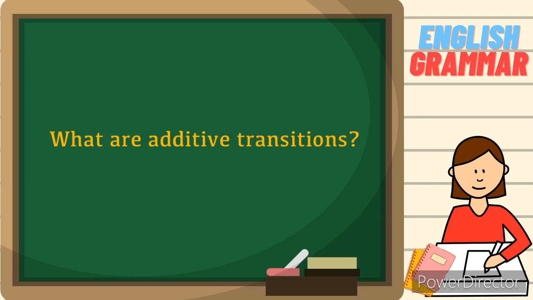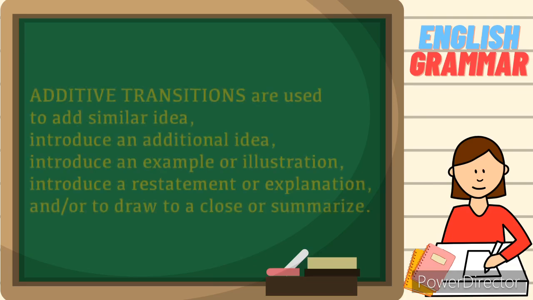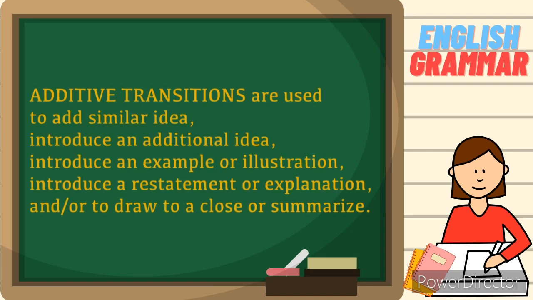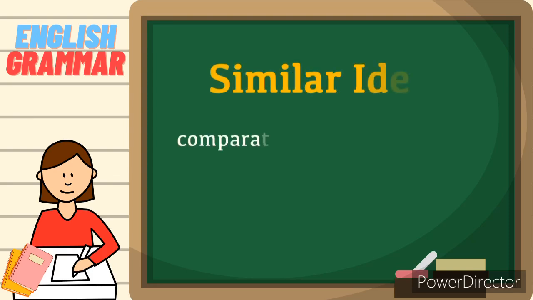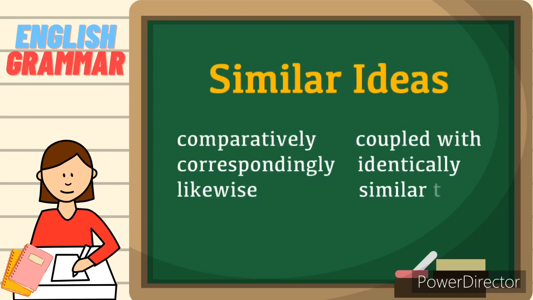What are additive transitions? Additive transitions are used to add a similar idea, introduce an additional idea, introduce an example or illustration, introduce a restatement or explanation, and draw to a close or summarize. Let's tackle them one by one. These are some of the transition signals that we may use if we want to add a similar idea: comparatively, coupled with, correspondingly, identically, likewise, similar to, together with, and equally.